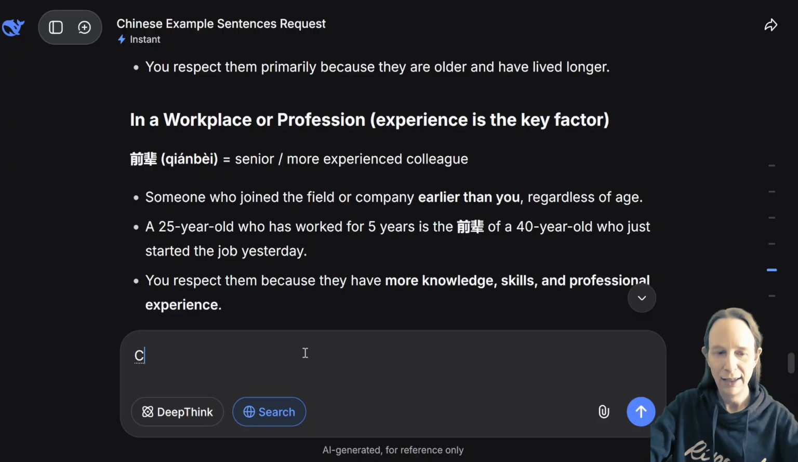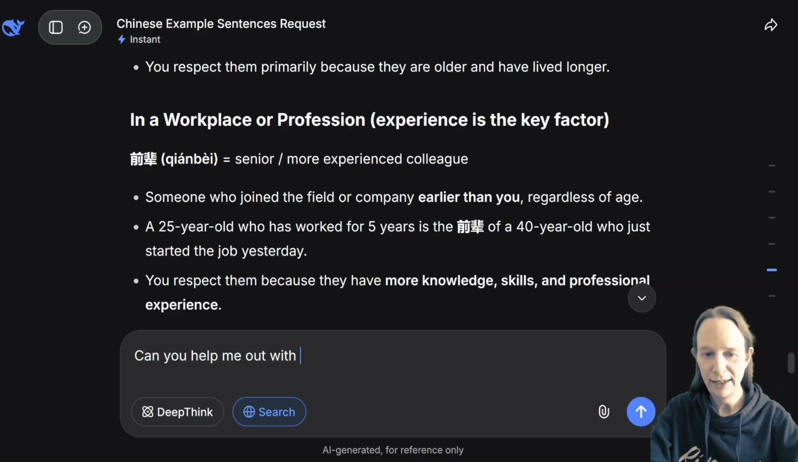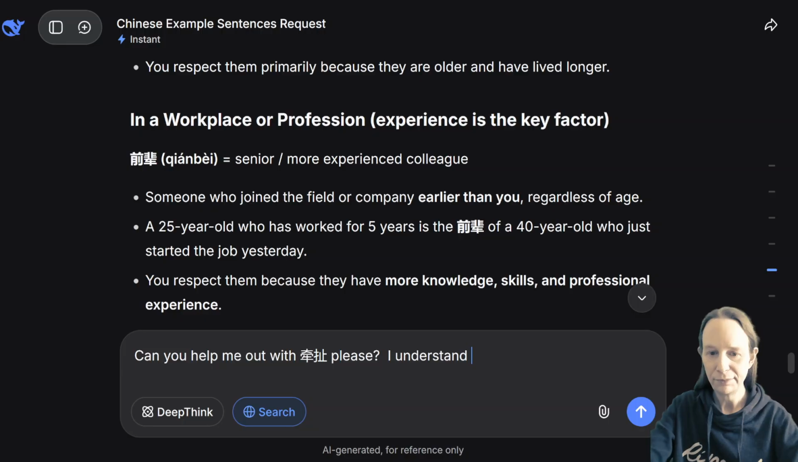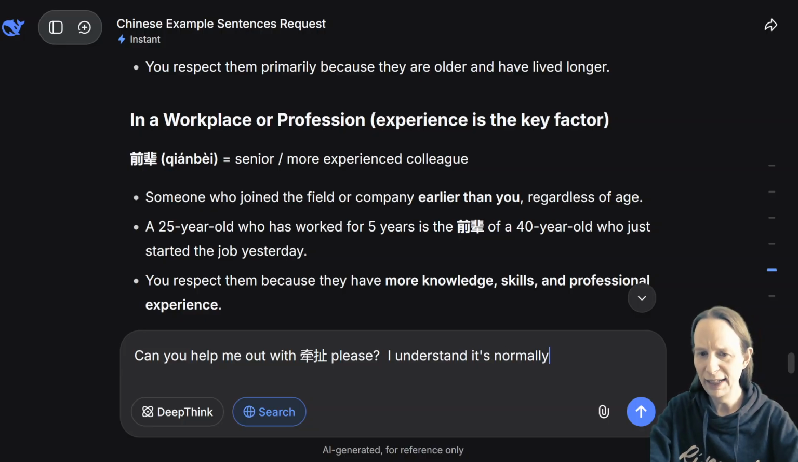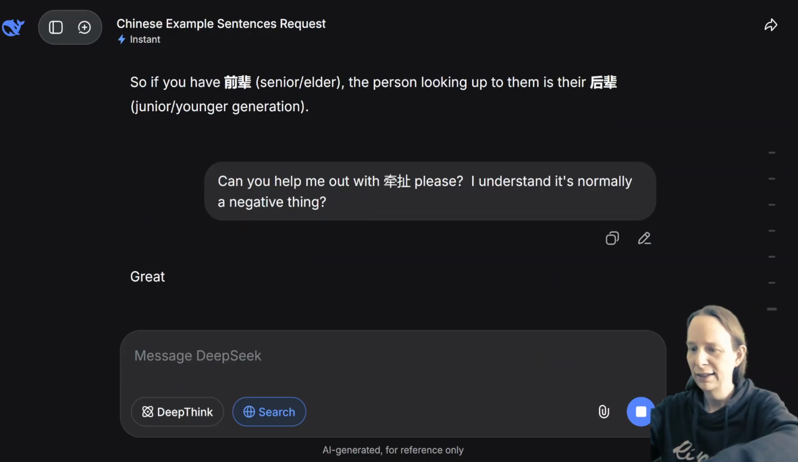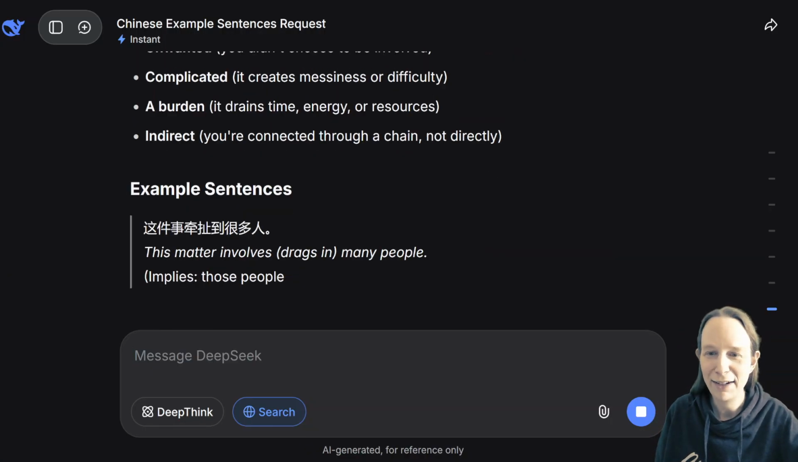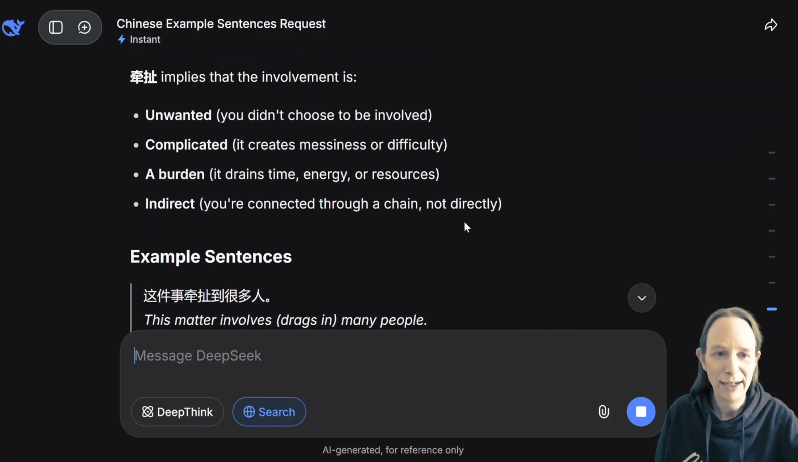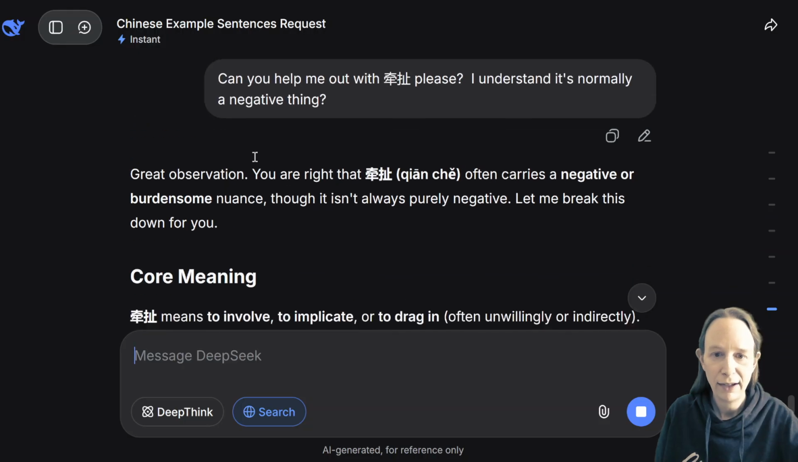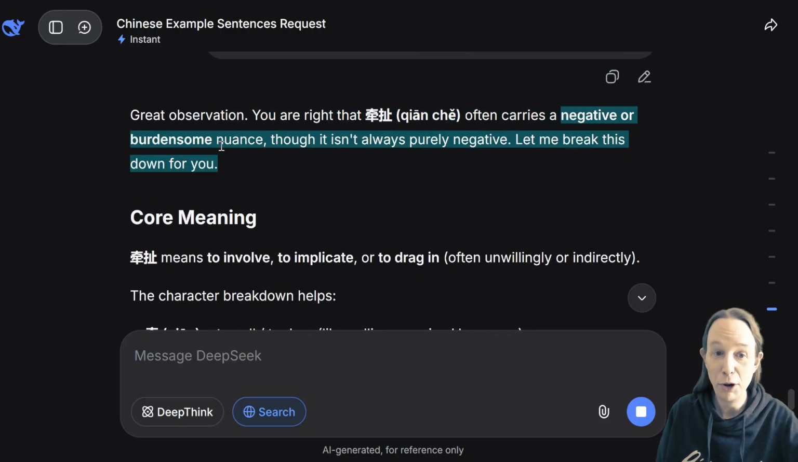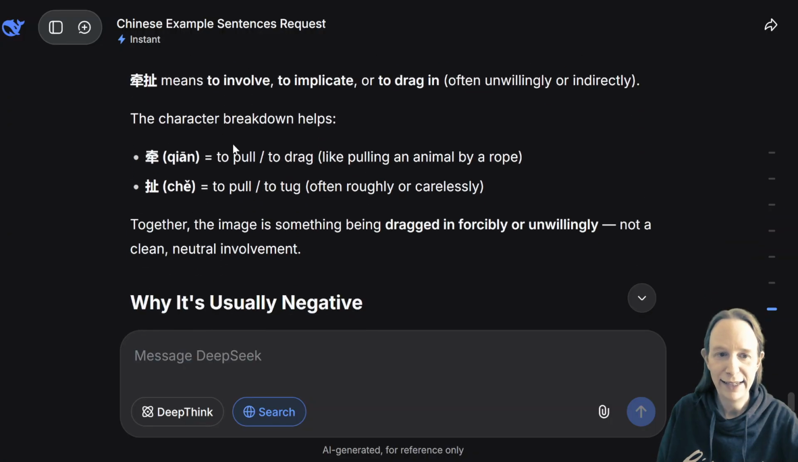Can you help me out with 牵扯? These, I understand. It's normally a negative thing. Sorry, my mic is doing its thing. I hope I haven't made lots of noises. All right. Yeah, usually is negative or burdensome. All right.